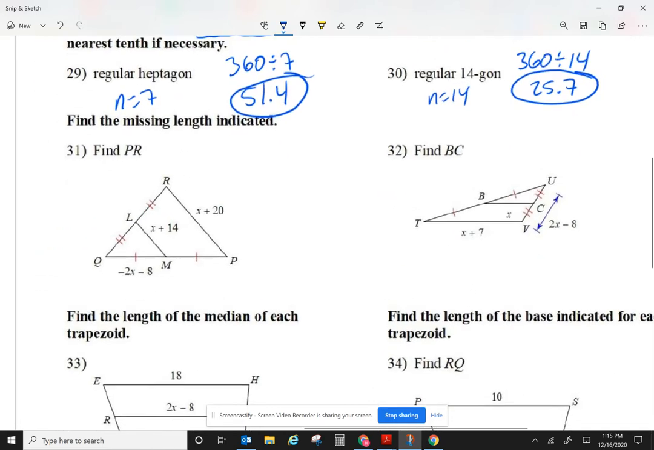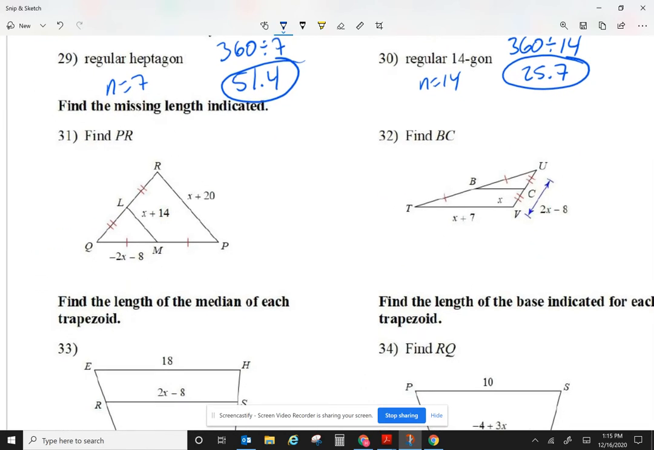Another thing we're going to review is the mid-segment. First of all, let's talk about triangles. I see a mid-segment and the side that is parallel to it. I'm going to ignore everything else. The mid-segment is x plus 14. So let me multiply that by 2. And it's going to equal, in this case, x plus 20, the one side that is parallel to it. You always multiply the mid-segment times 2.